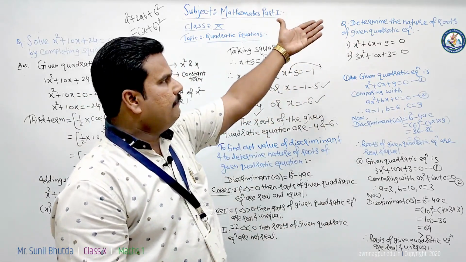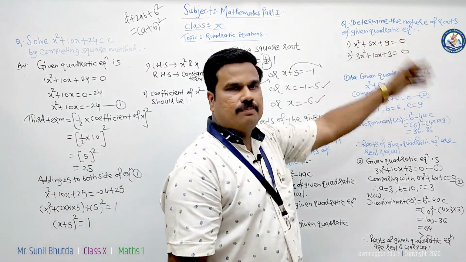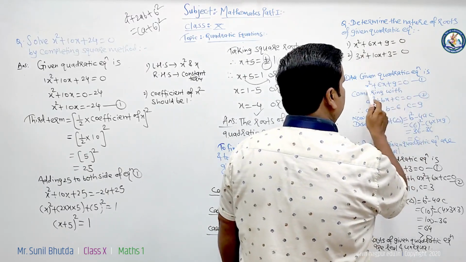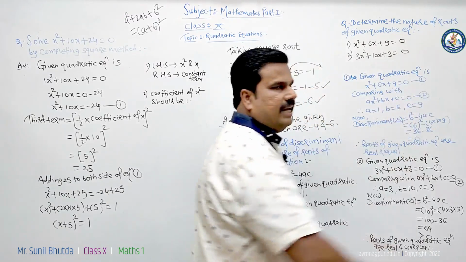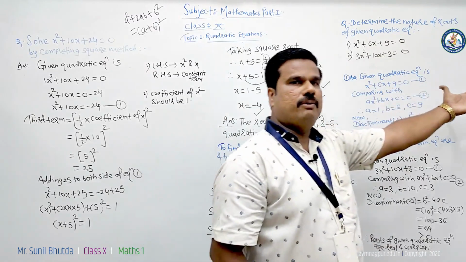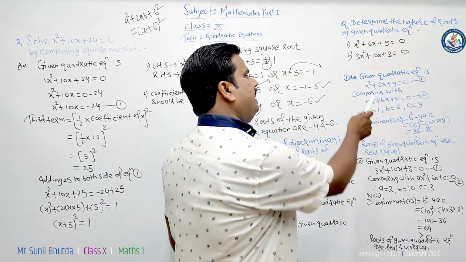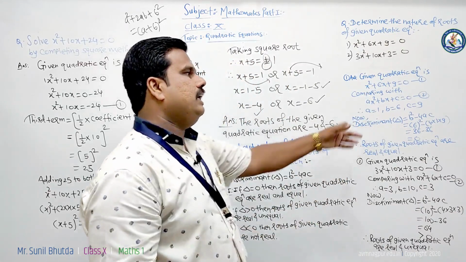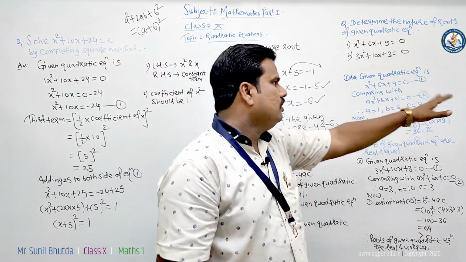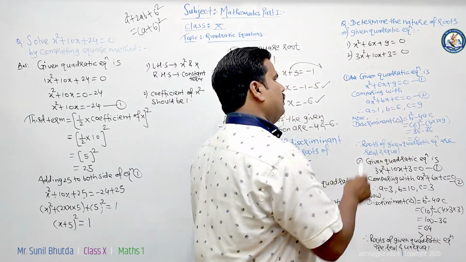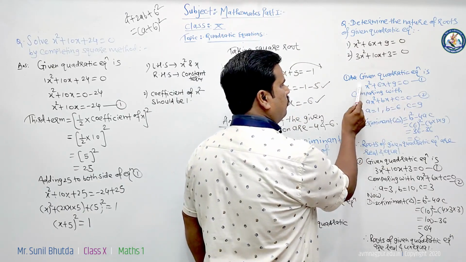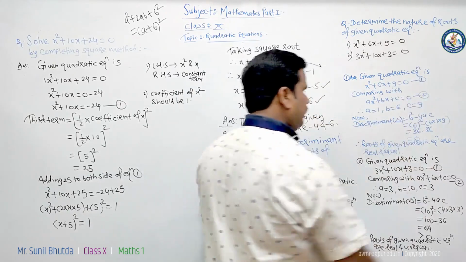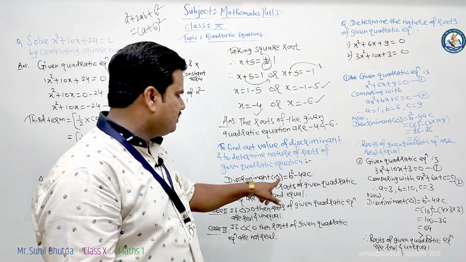I am taking one example to determine the nature of the root. See our example number 1. The given quadratic equation is x square plus 6x plus 9 equal to 0. Let it be our equation number 1. We will compare this equation with our standard form, that is ax square plus bx plus c equal to 0. Comparing with our standard form, we will get a equal to plus 1, b equal to plus 6 and c equal to 9.